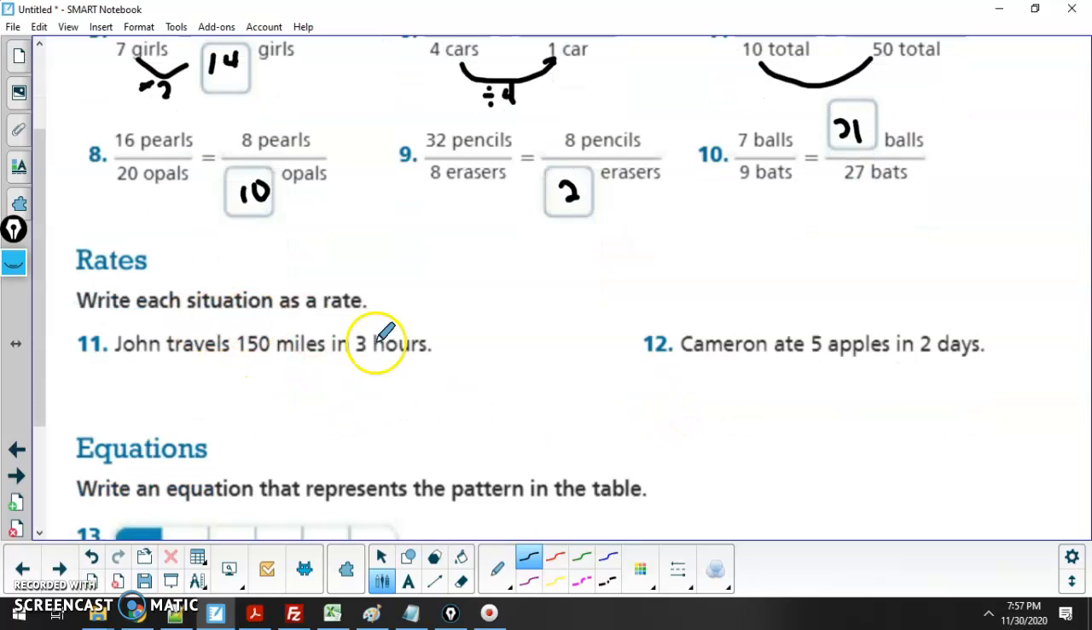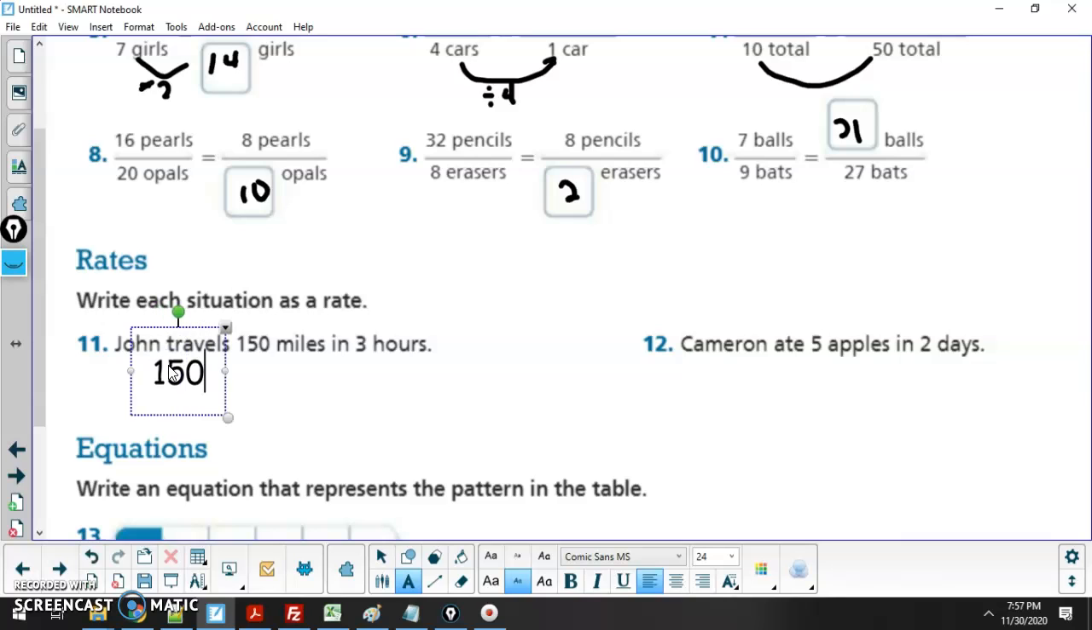Now, here it says write each situation as a rate. When it says write it as a rate, that's really not super clear what they want you to do, but basically, to make it a rate, you make it into a ratio. So like 150 miles in 3 hours. Typically, when you see time and distance, it's distance compared to time, like you're going miles per hour.